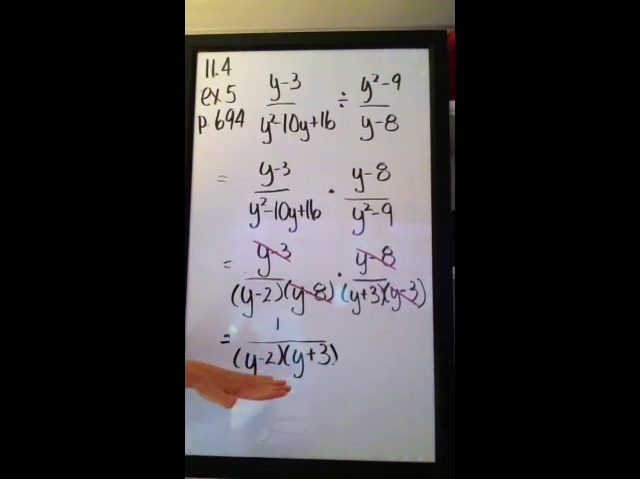Your book leaves the answers like this a lot of times. You can go ahead and multiply that, but when you're showing your steps, make sure you have this here so when you go to check, you can easily check that.